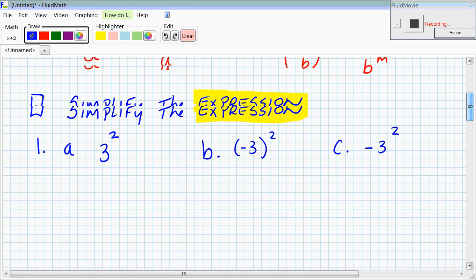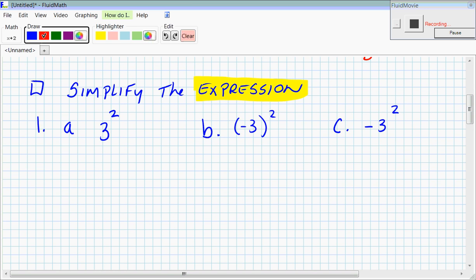Okay, so let's start with A. So the first one. 3 squared. What does the 2 actually mean up in the exponent? Yeah, Jonah? Yeah, this actually just means 3 times 3, which of course is 9. No big deal. Okay? 3 times 3 is 9. Okay, let's take a look at B here. What does this say? I have negative 3 all squared, but there's parentheses around that. How do you take care of that situation? What does that actually mean?